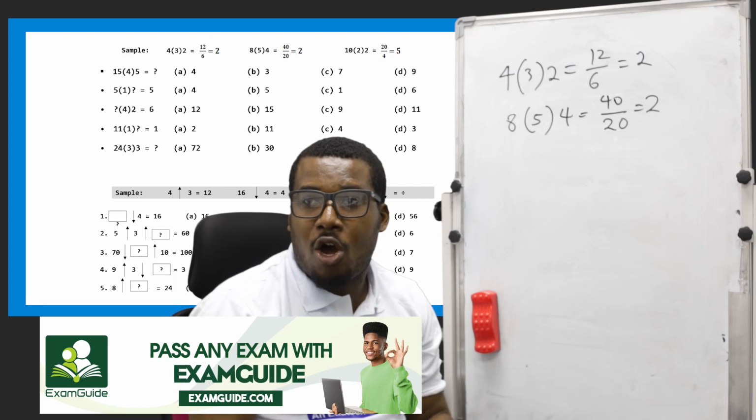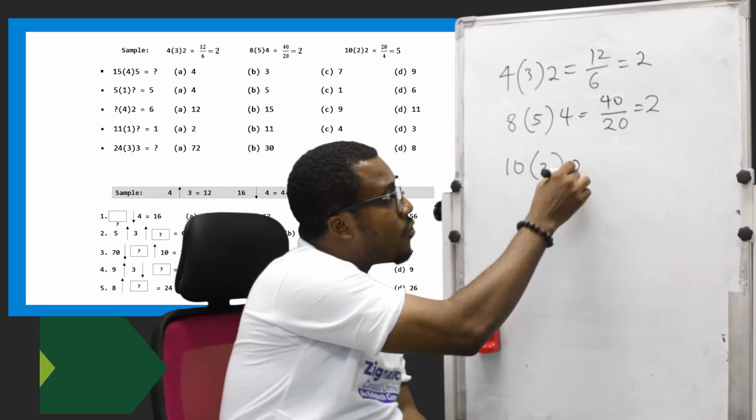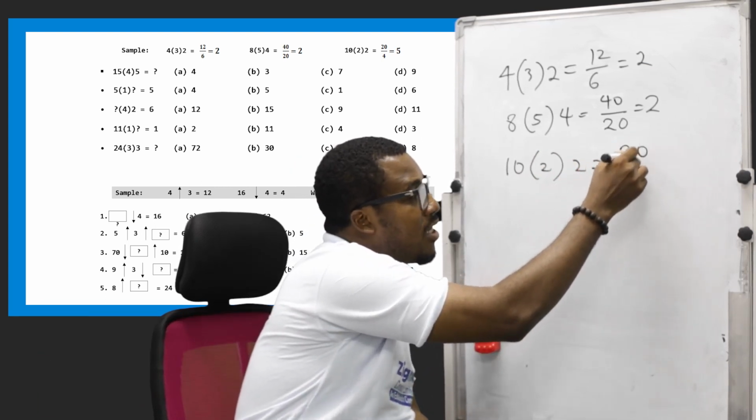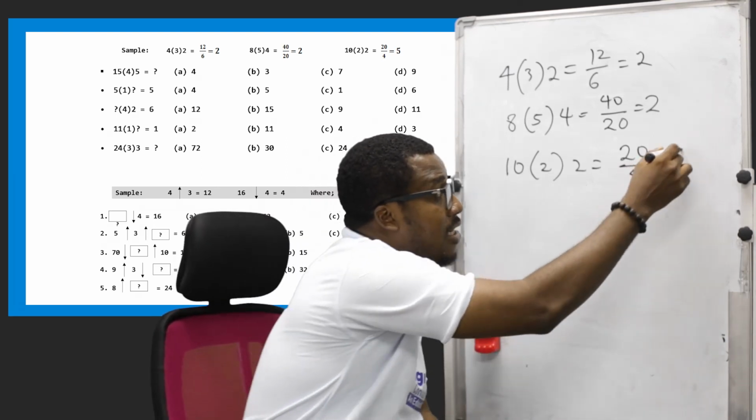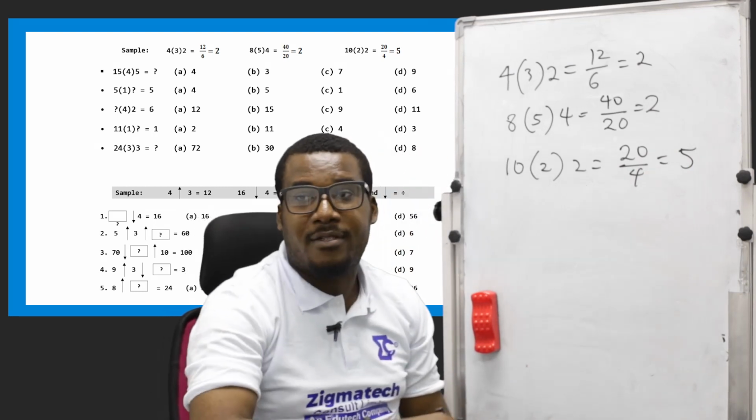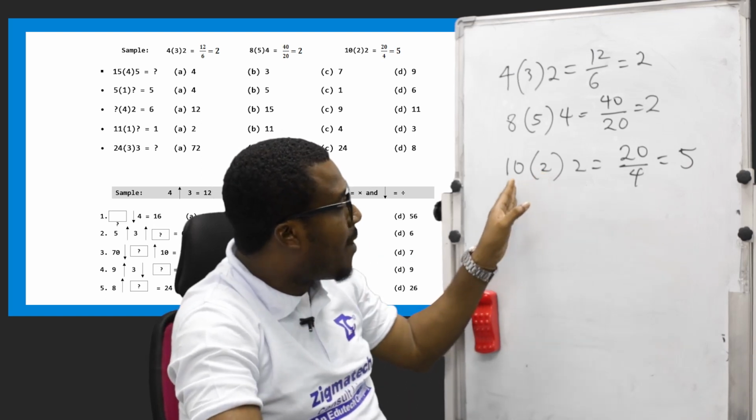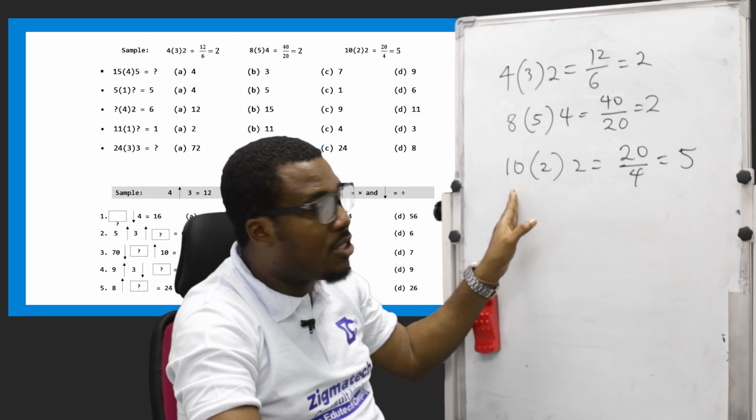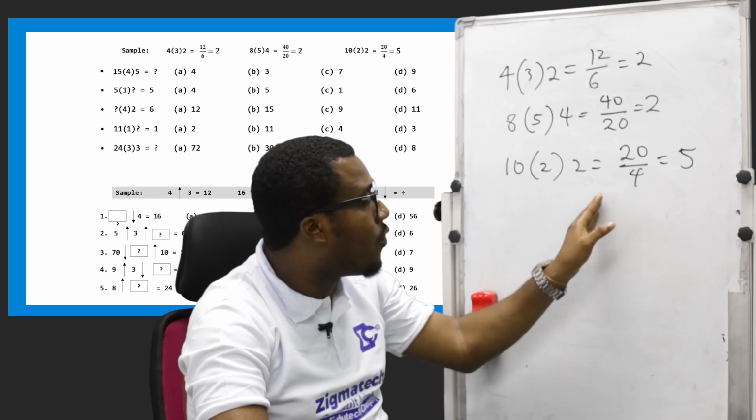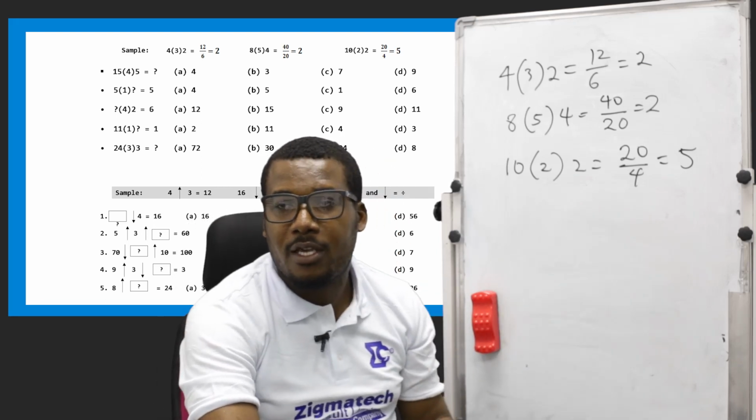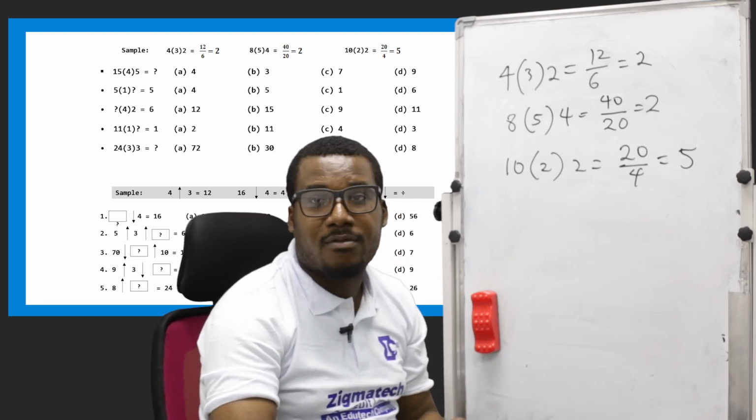Then, let's take a third example. You have 10, you have 2, you have 2, and they say the answer is 20 over 4. How did they get this answer? It's simple. The middle 2 multiplied by the left-hand side, 10, gives you 20. The middle 2 multiplied by the right-hand side, 2, will give you 4. 20 divided by 4 is 2. It's rather 5, sorry, pardon. 20 divided by 4 is 5.